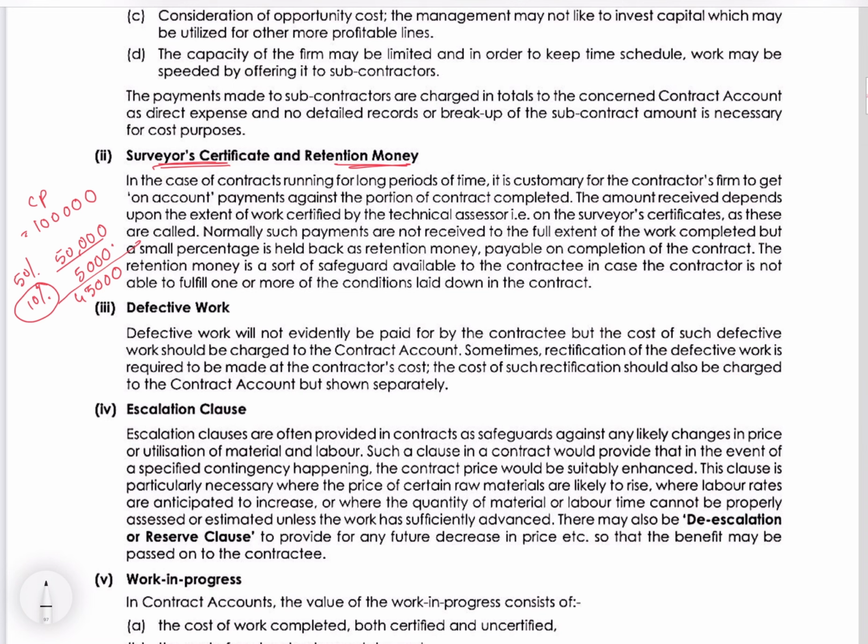Okay. So this is a safeguard. That retention money is always a safeguard for the contractee. So this 10% is called retention money, which he holds back as a protection, safeguarding himself from any damaged work done by the contractor. Okay. So we came across surveyor certificate, retention money, defective work. Defective means if there is any defect or damage in the work, any expenses related to that, he will be charging it to the contract account.